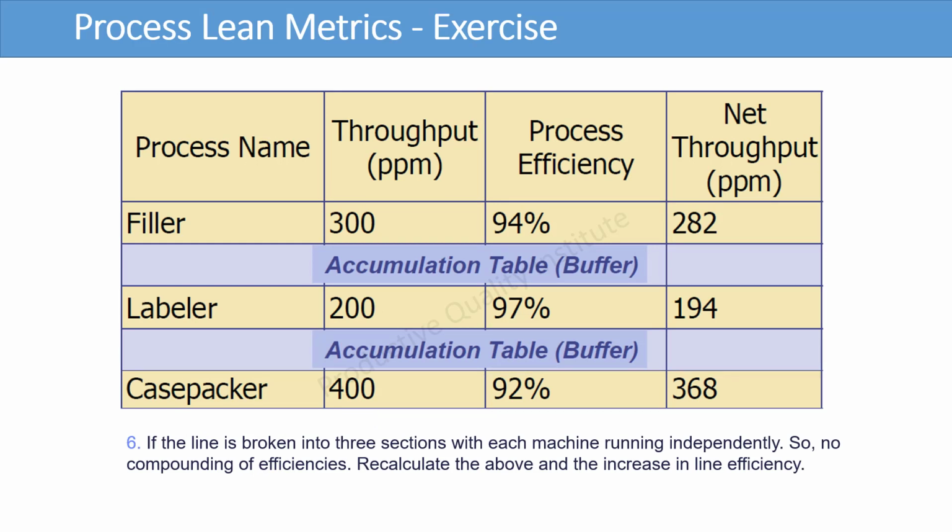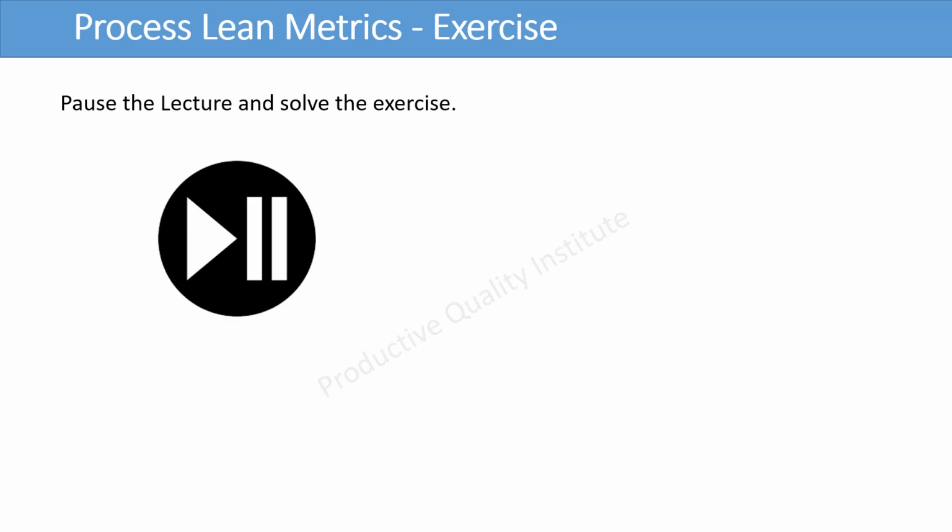5. If the line is broken into 3 sections, with each machine running independently, so no compounding of efficiencies, recalculate the above, and the increase in line efficiency. Please pause the lecture and solve the exercise.